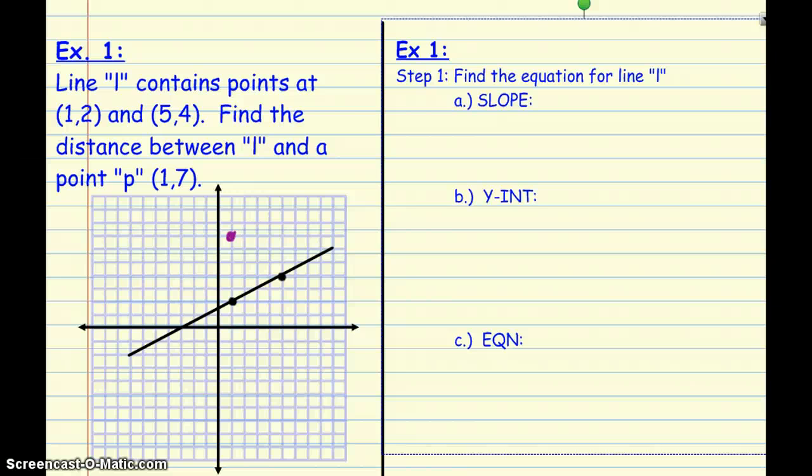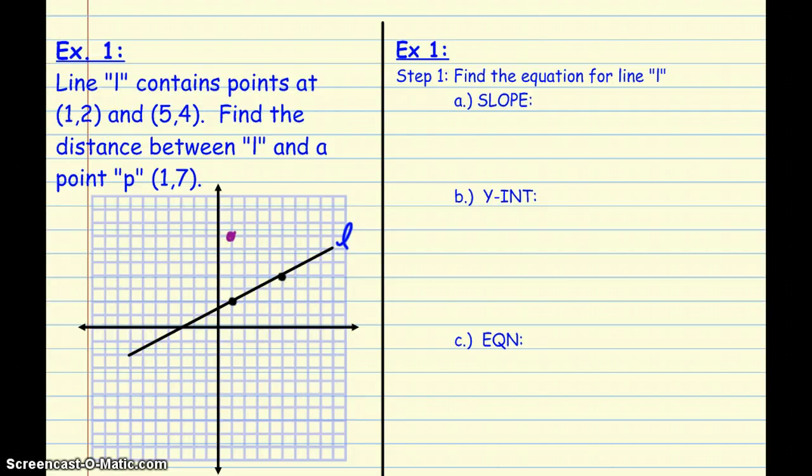I'm just going to warn you right now, this is a little bit long. Lots of things to do, but we have example 1. We have this line L. Here's line L, and it contains the points (1, 2) and (5, 4). And we're going to find the distance between L and point P.